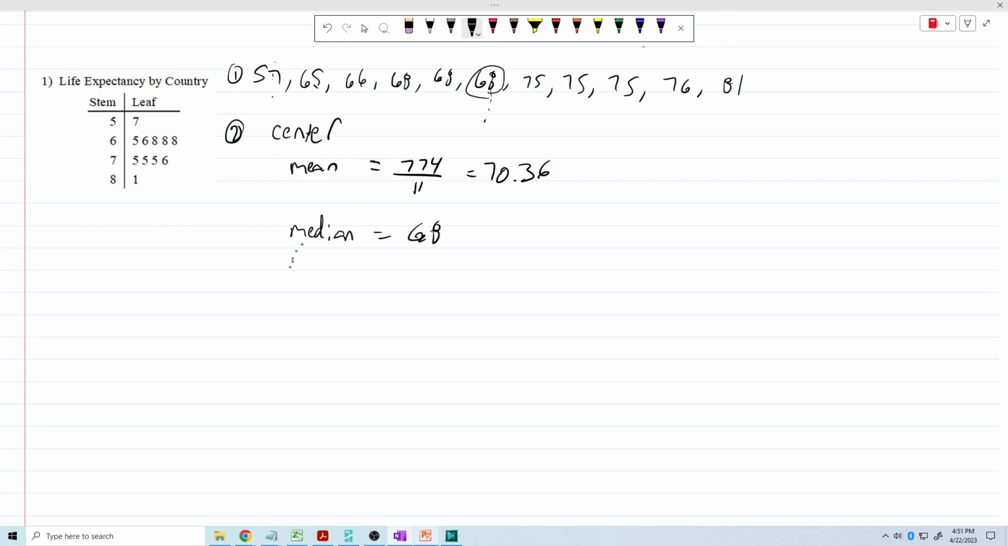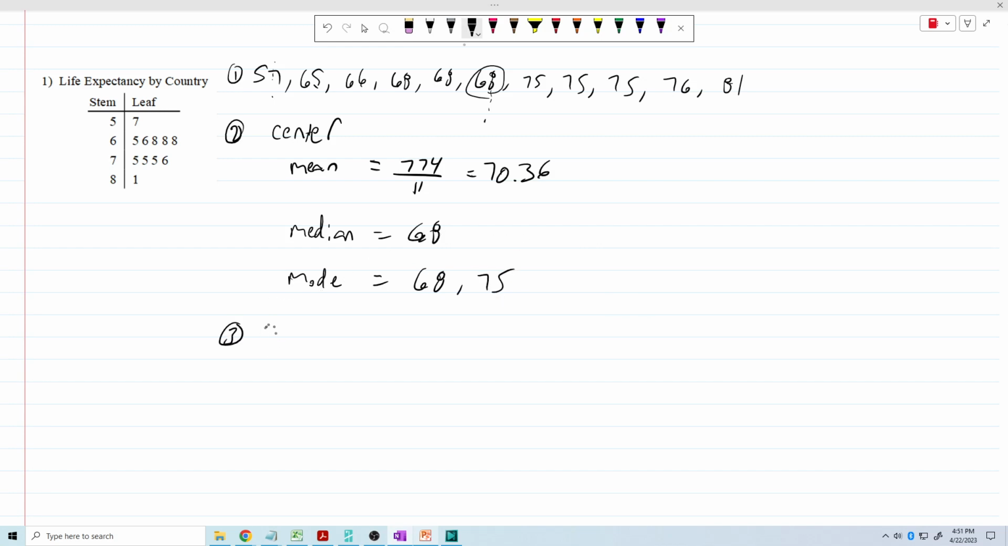Now we have the mode. Is there a mode? There may be no mode. Let's see. I see three 68s, and I also see three 75s, which means the mode is both of those numbers, 68 and 75.